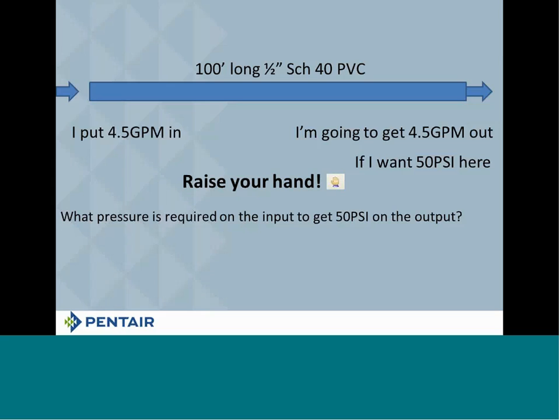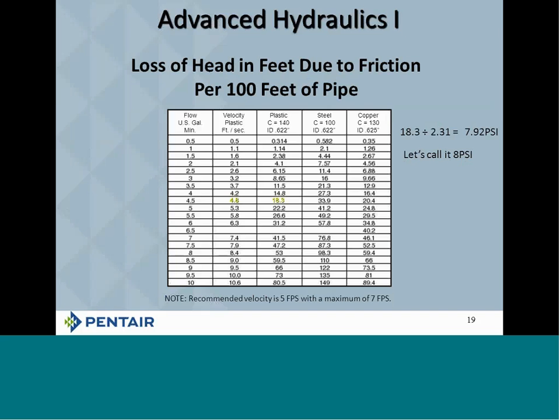Now, I thought that was an easy question, because I gave you the answer. 50 plus 8 equals 58. So it means that on the input, with my 4.5 gallons a minute, I have to put 58 psi. Because 100 feet away, I'm going to lose 8 psi. So if I want 50 over there, I got to put 58 in here.